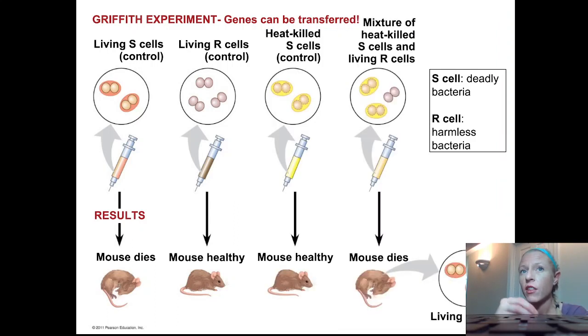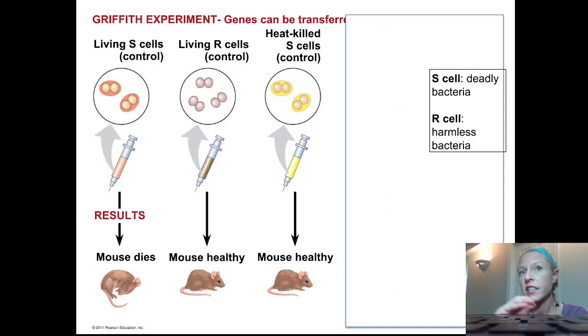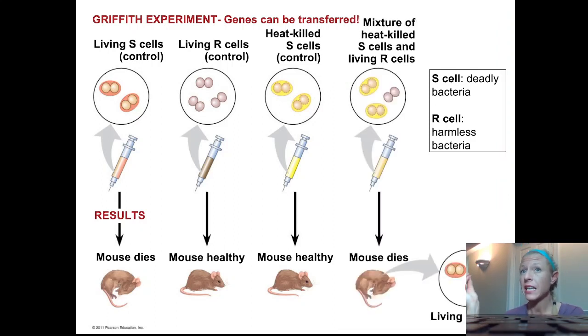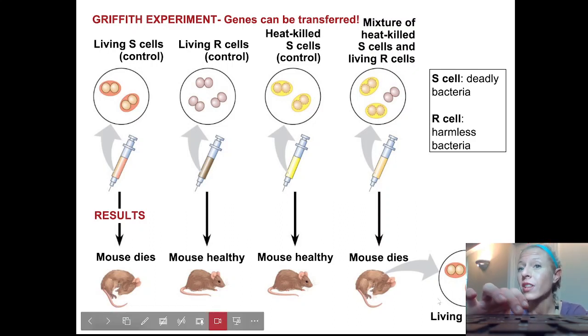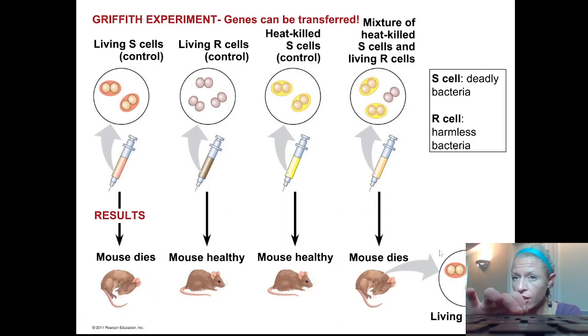Then the scientists heat killed the S cells, which means that the cells were dead, but their genetic material was not destroyed. And then they injected those into a mouse, and the mouse was healthy. Then they mixed the heat-killed S cells with living R cells, and then injected them into the mice, and found that the mouse died. And what they found inside the mouse were living S cells.